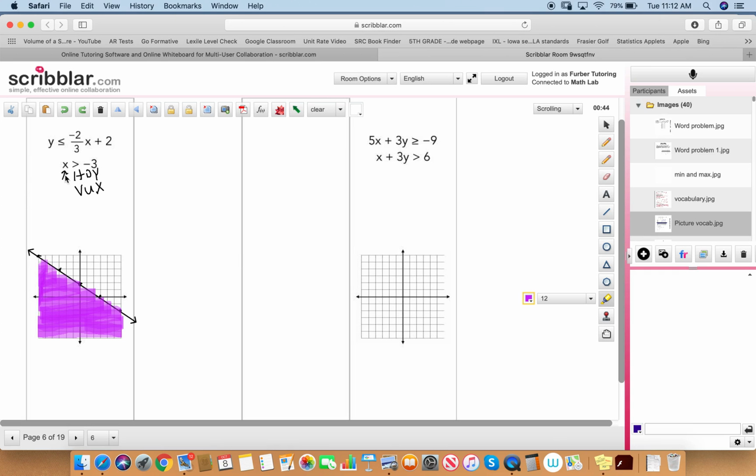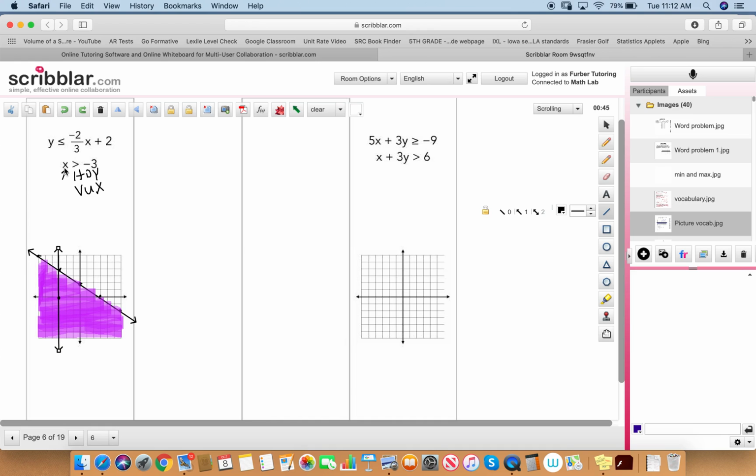Okay, and then the second one, you just have to determine if that is a horizontal or vertical line. Since it has only an x in it, that is a VUX equation, which means that it is vertical, and that vertical line passes through negative 3 on the x-axis. So that would be here. So I'm going to draw a vertical line through that point.